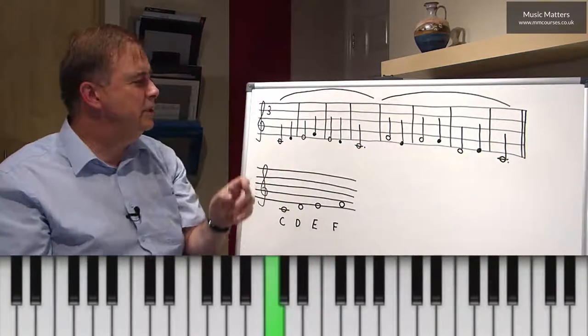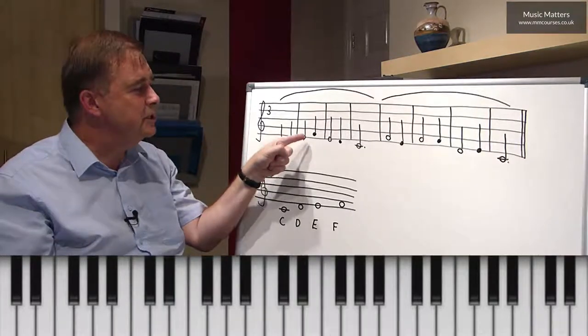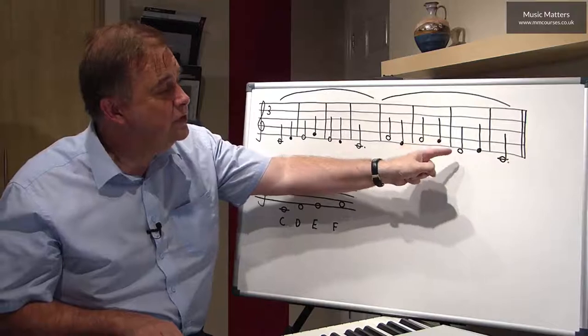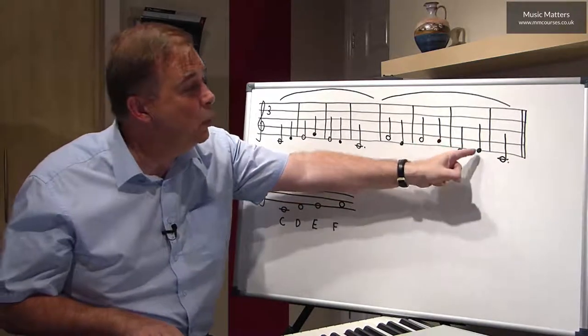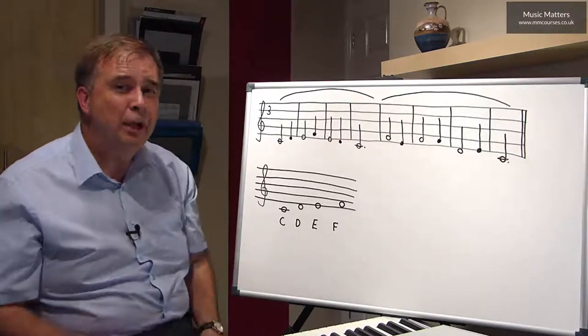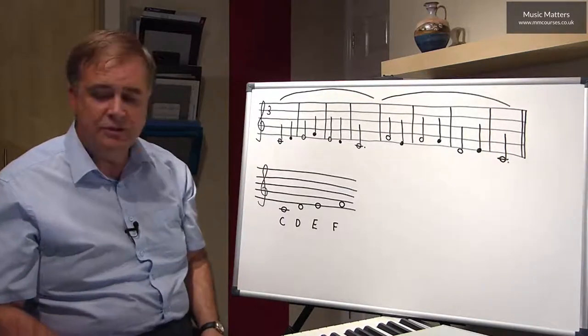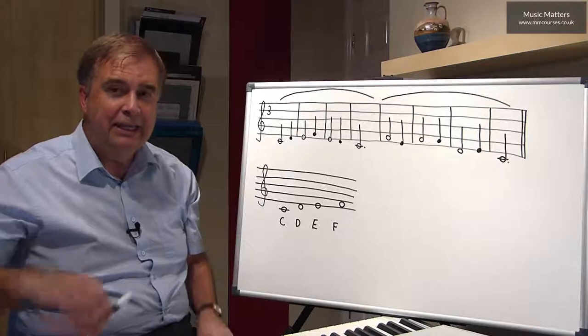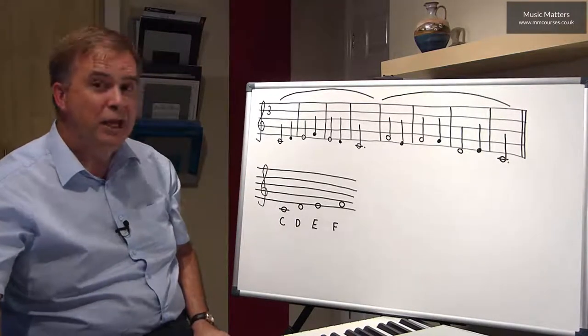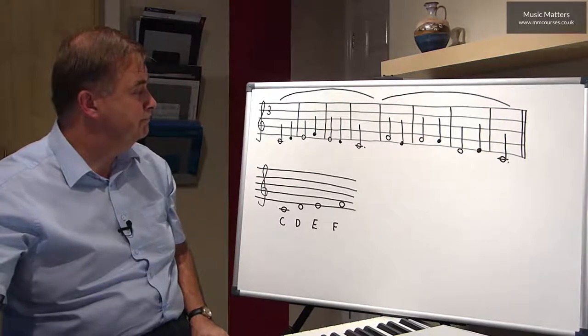So you can kind of read that some notes are going by step, just stepping up or stepping down. Some notes are skipping from one space to the next space or one line to the next line. So I hope all those things help you to read the notes. Before we try and play it, let's just think about the rhythm. So I'll count three, you try and clap the rhythm with me.